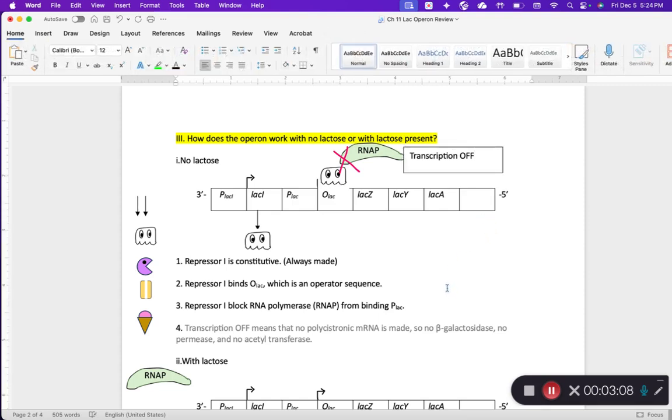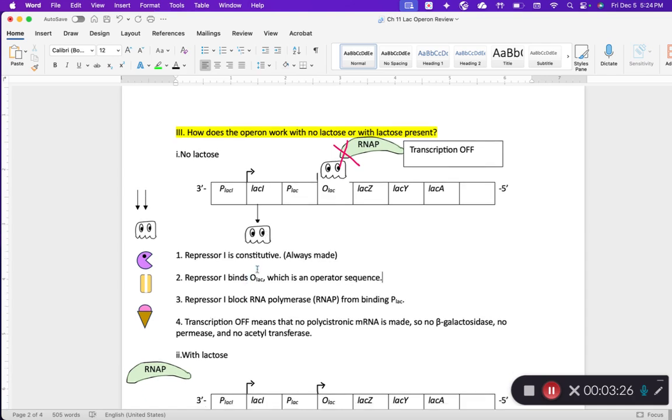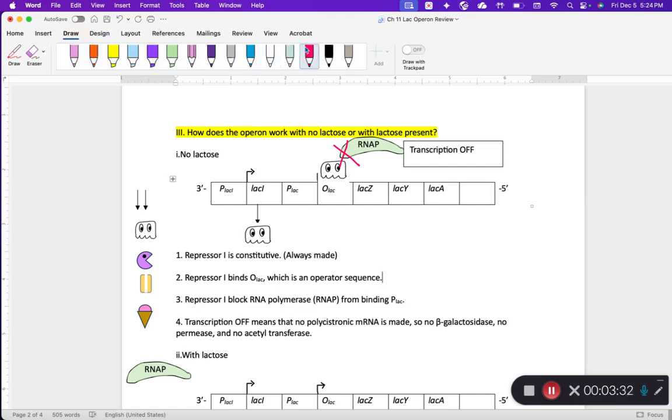Okay, and that's what we're seeing here. So again, let's go through that. Here, the first thing that happens with no lactose is that repressor I is made, which means repressor I is constitutive, always made. Repressor I's job is that it wants to bind onto our space here. So we're going to show it binding to our operator, which it did here.